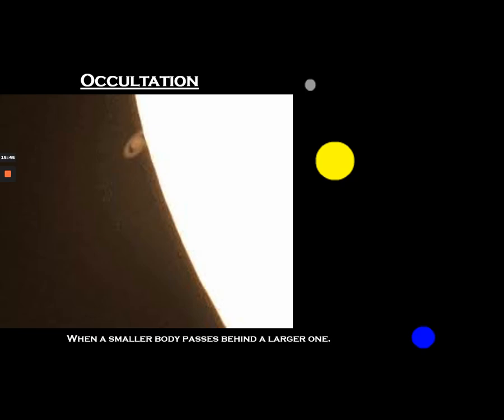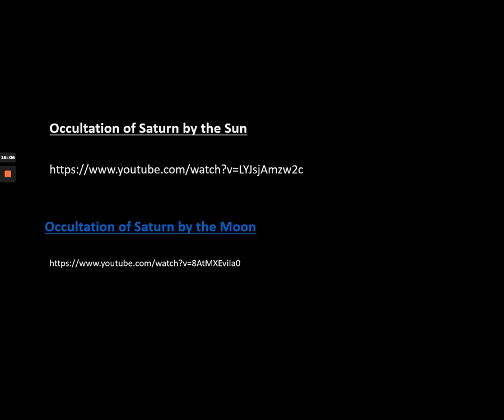Okay, and the last one is occultation. Occultation is a special event that will occur when a smaller body passes behind a larger one. So it's the opposite to a transit, really. Instead of something moving in front of something else, it moves behind it. And there is the occultation of Saturn by the Sun. So occultation, there's a couple of videos here, so you can see it happening behind the Sun, but it doesn't have to be the Sun. The occultation of Saturn by the Moon there is another nice video to watch.